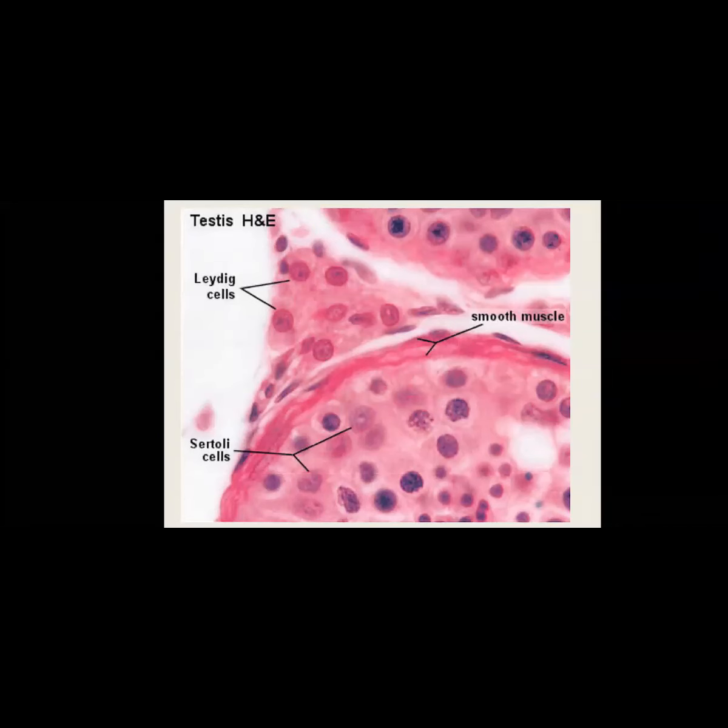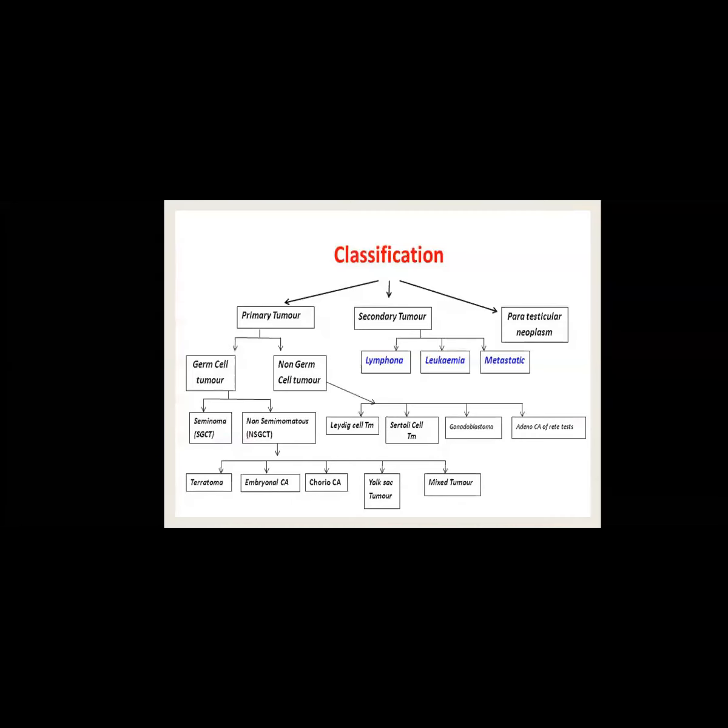And between the two seminiferous tubules, I told you, is the fibrous septa. In that area you find nice eosinophilic big cells with abundant cytoplasm. They are called the Leydig cells. So from this only, I'm going to go to the classification of testicular tumors.